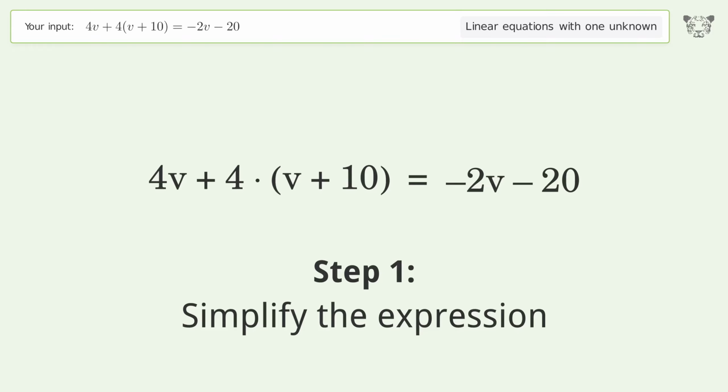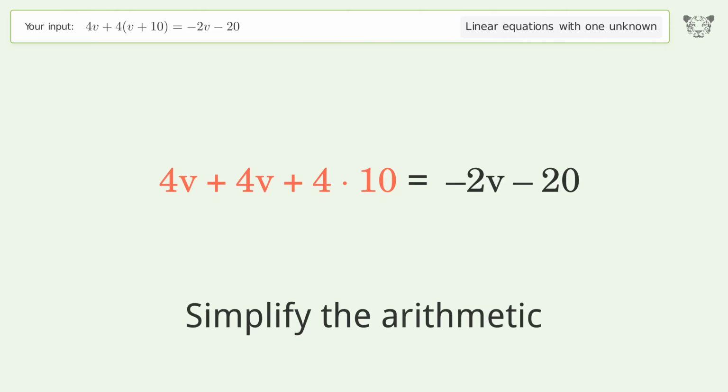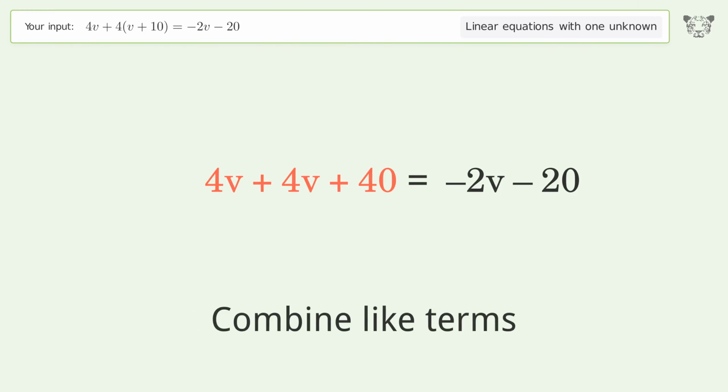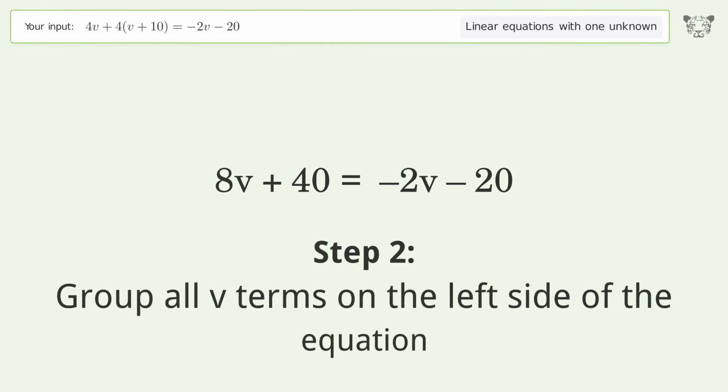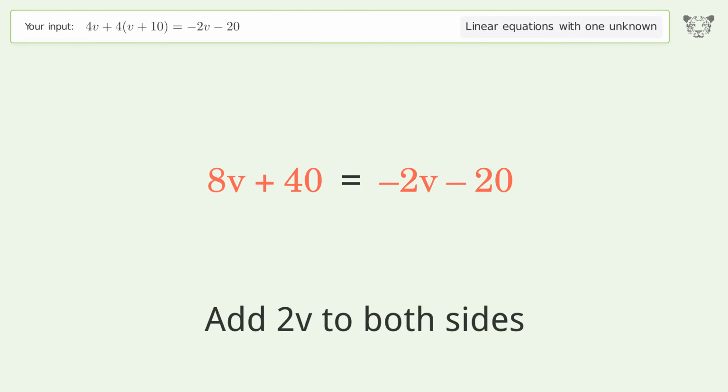Simplify the expression. Expand the parentheses. Simplify the arithmetic. Combine like terms. Group all v terms on the left side of the equation. Add 2v to both sides.